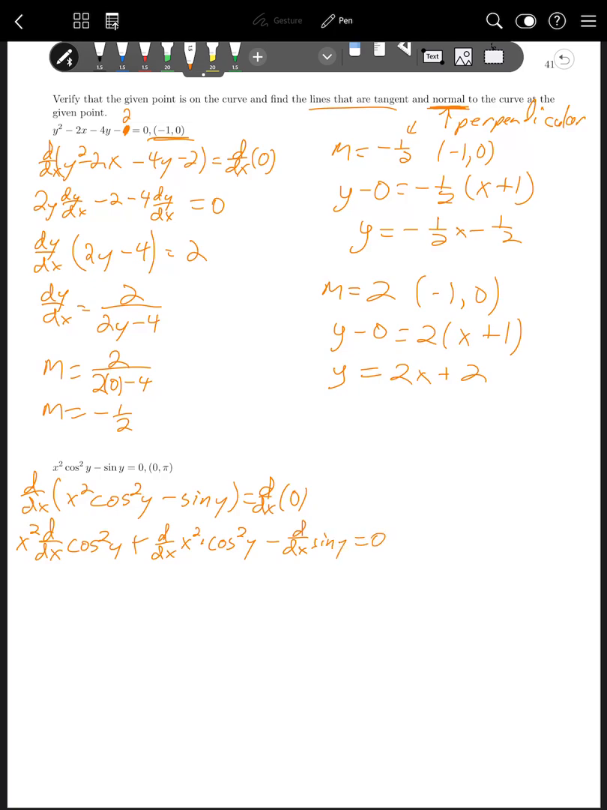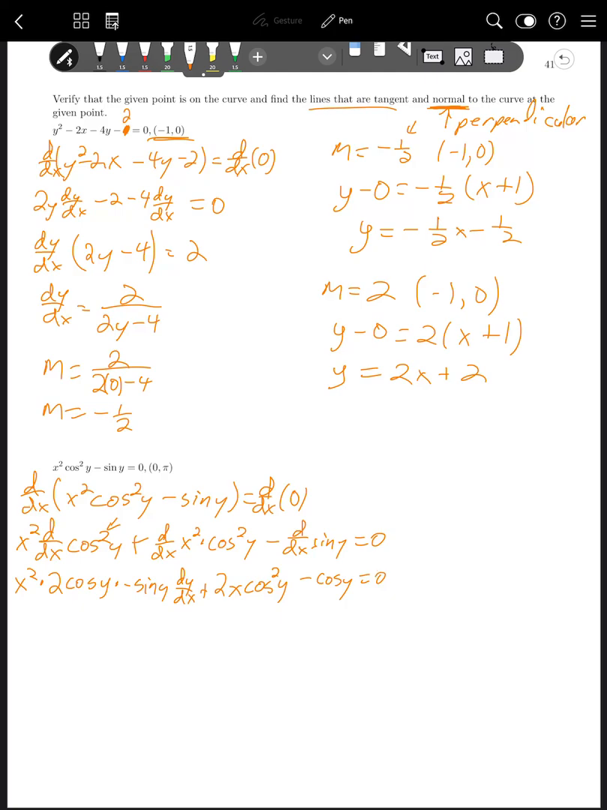So the derivative of cosine squared y, we're going to have to use the chain rule a couple times here. So first, we take the derivative of the outside, which is this squared. So that'll be 2 cosine y. Then we take the derivative of the cosine, which is negative sine y. And then we take the derivative of y, which is dy dx. Over here, we take the derivative of x squared, which is 2x cosine squared y. And then we take the derivative of sine y, which is cosine y.